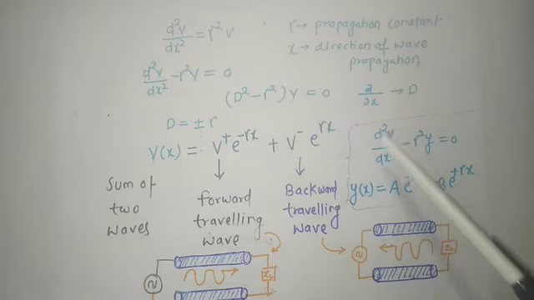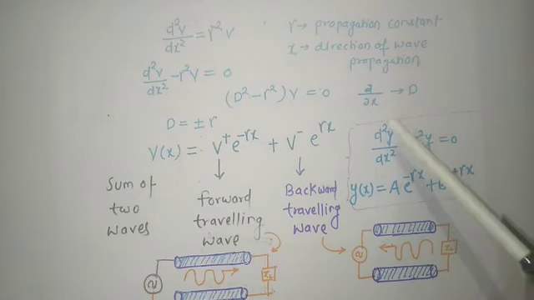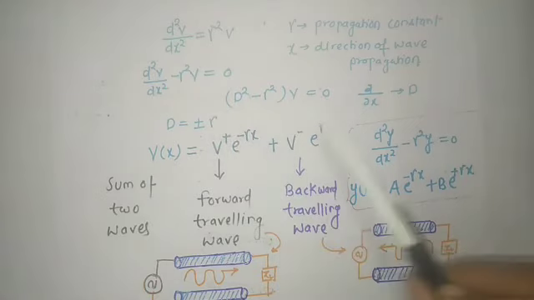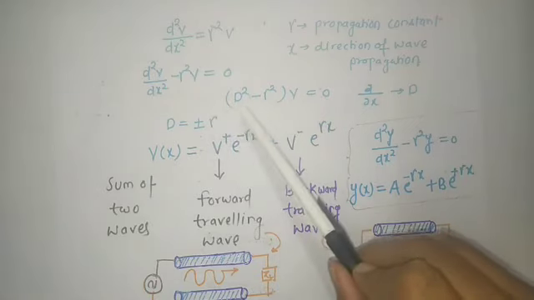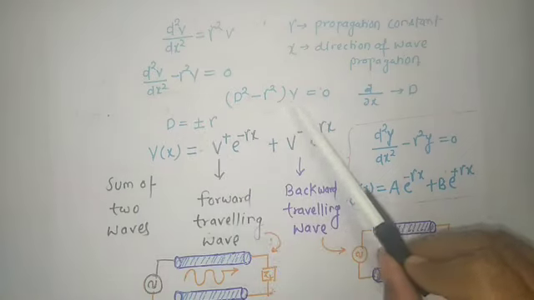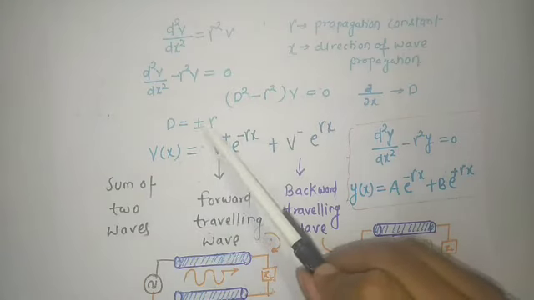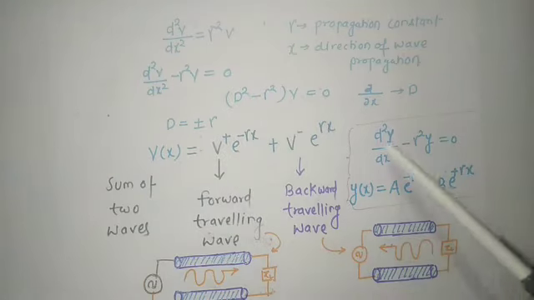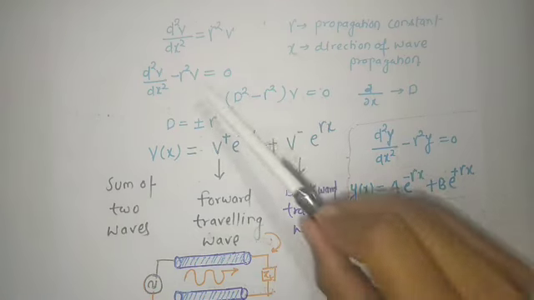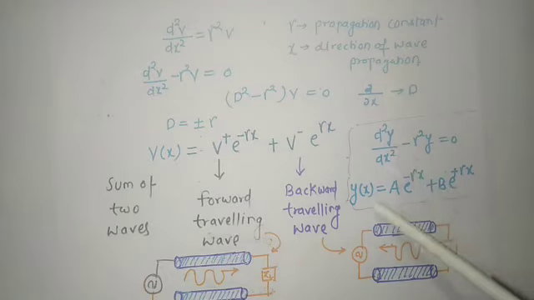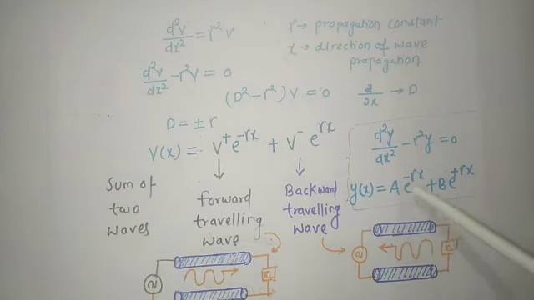In mathematics we have seen d by dx is replaced by D. In the same way I am replacing d by dx by D, then it will become D square minus gamma square, V is equal to 0. Then what is the value of D? D will be plus minus gamma. The solution of this differential equation will be given by y as a function of x is equal to A e power minus gamma x plus B e power plus gamma x.